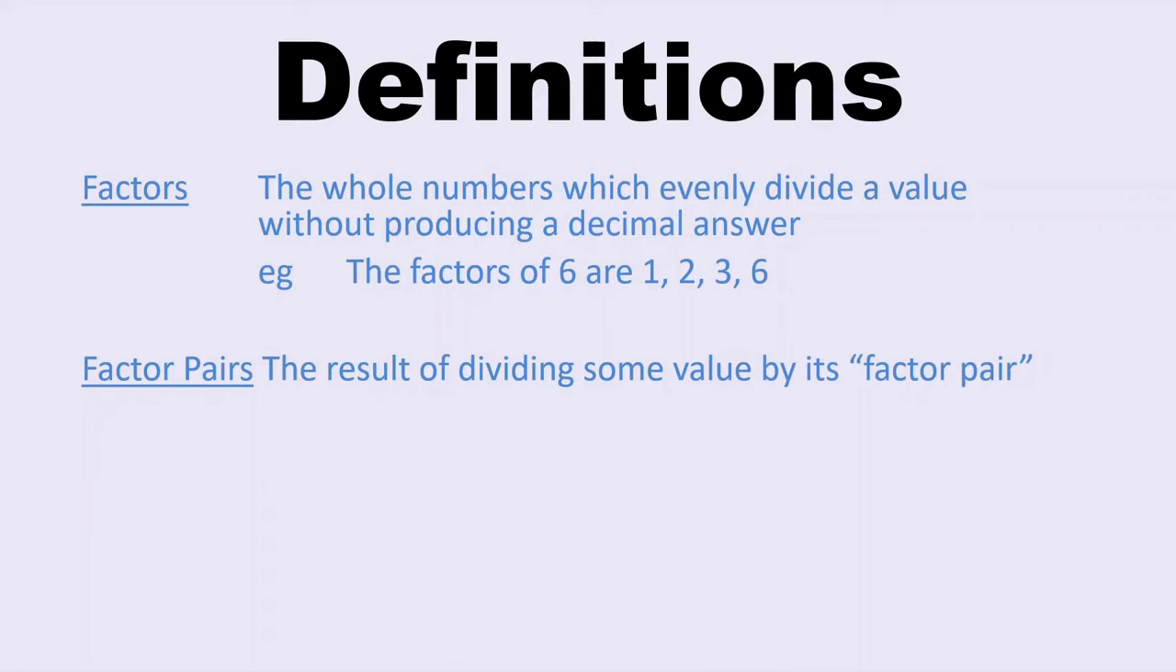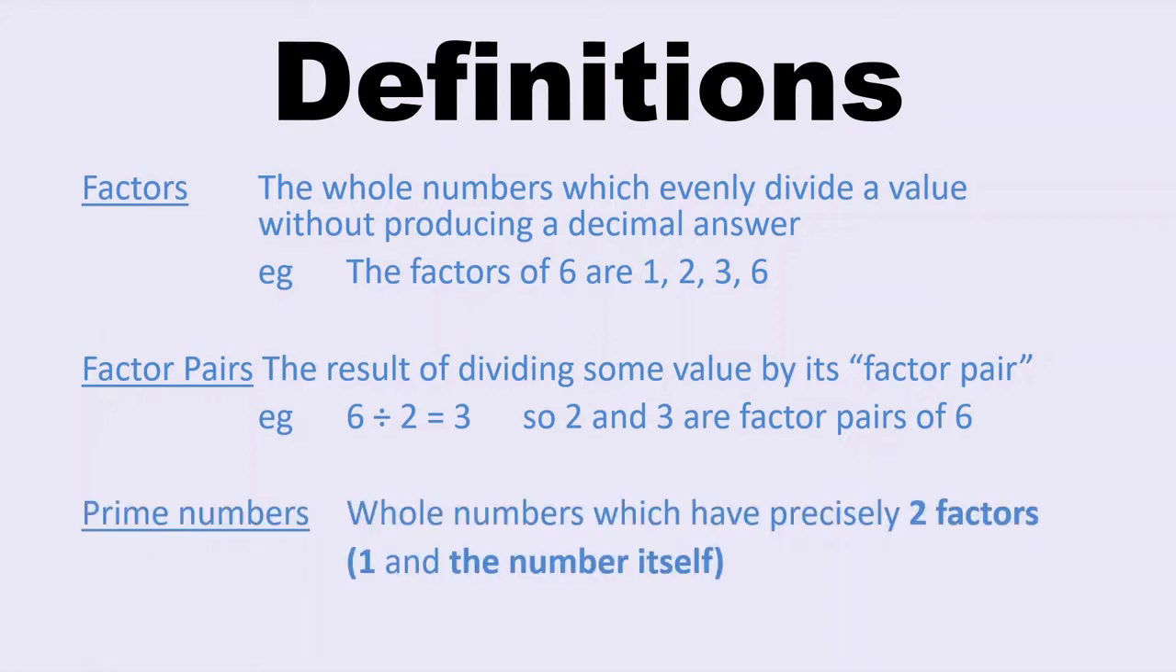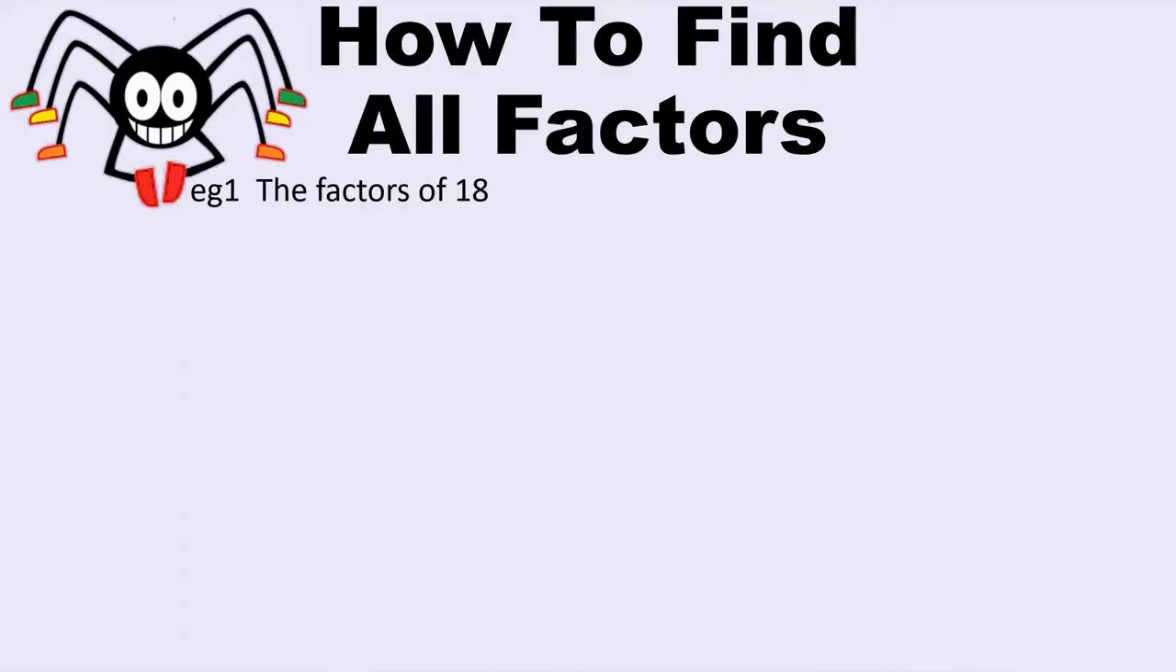Factor pairs are the result of dividing some value by its factor. So for example, 6 divided by 2 equals 3. 2 and 3 are factor pairs of 6. Prime numbers are whole numbers which have precisely two factors. That's just 1 and that number itself. Because of course all values can be divided by 1, and when you divide any value by 1, your answer stays the same. So now that we've got the basics down, let's get into how we find factors.